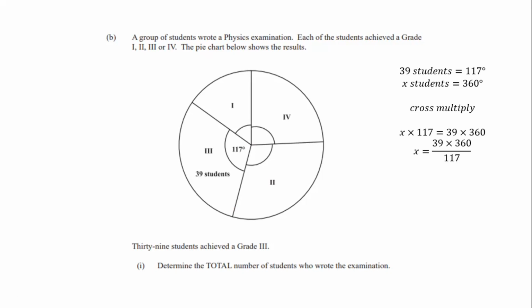X is equal to 39 multiplied by 360 divided by 117 when we're solving for X. We put this in our calculator and we get X is equal to 120 students. So therefore, the total number of students who wrote the examination is 120.